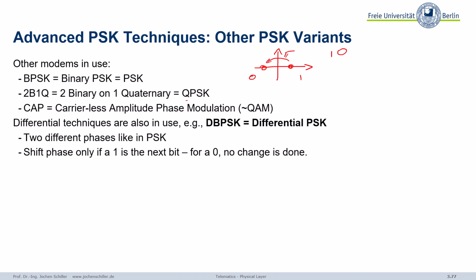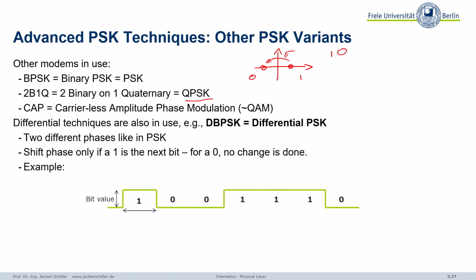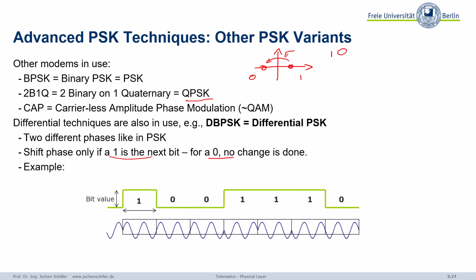We can do QPSK as shown here. We can do many more things, for example, phase shifting only if 1 is the next bit, and for 0 we have no change, so differential binary phase shift keying. That's something that can be done. And you see, you modulate your carrier frequency. Here you see how we encode phase shift: ones following ones, and for zeros there's nothing, we just go through. So that's one way; there are many different PSK versions.